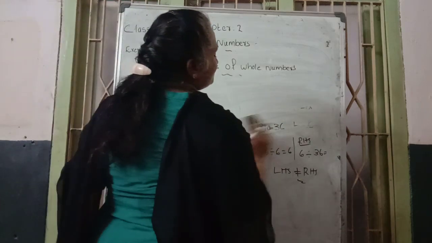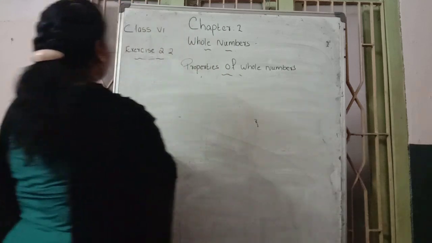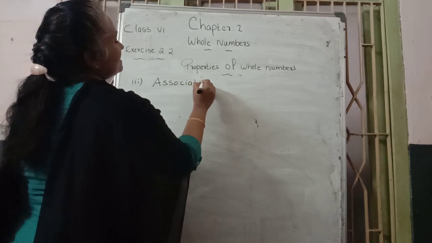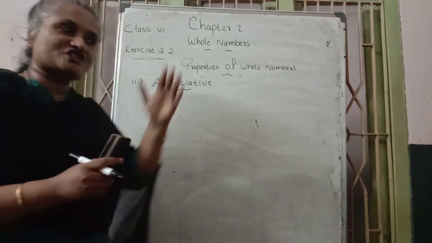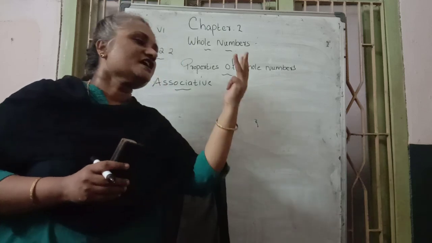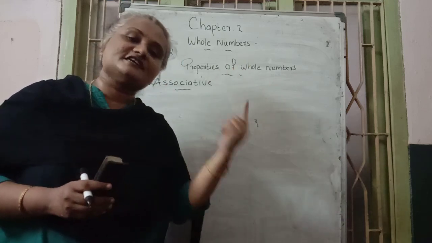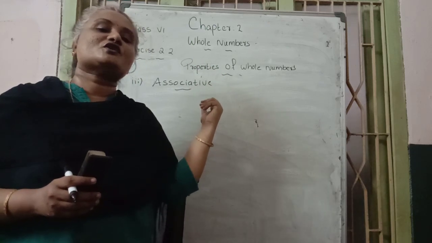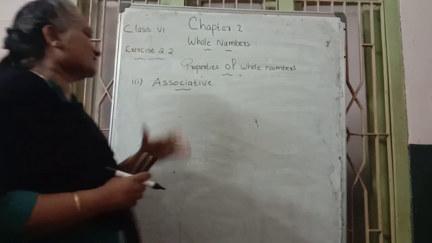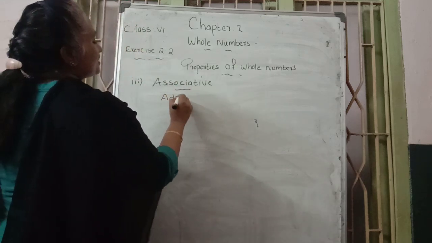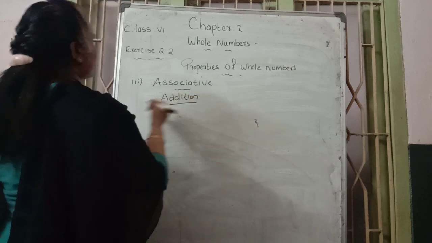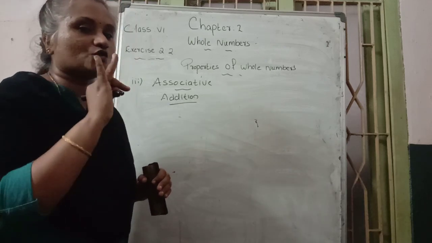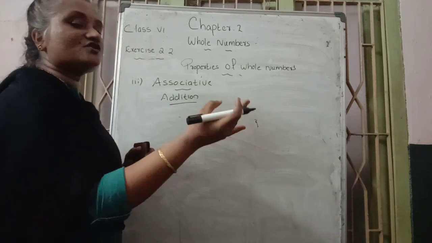The third property is the associative property. The third property name is the associative property. In the associative property case, here also we want to check for the four operations: addition, subtraction, multiplication, and division. We want to check whether the associative property is satisfied or not for those four operations. The first operation is the addition case. We are going to check the addition case. In the addition case, for the associative property we consider 3 numbers, not 2 numbers, 3 numbers: a value, b value, c value.